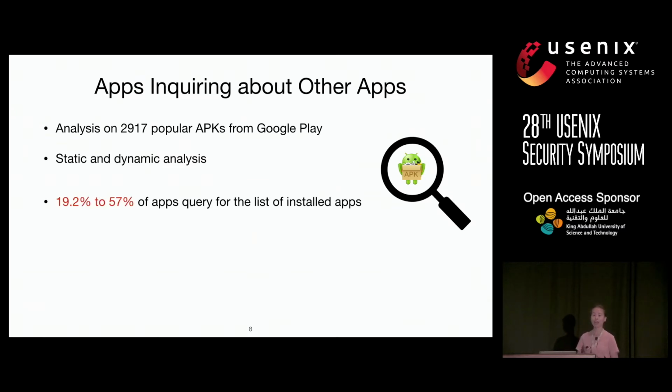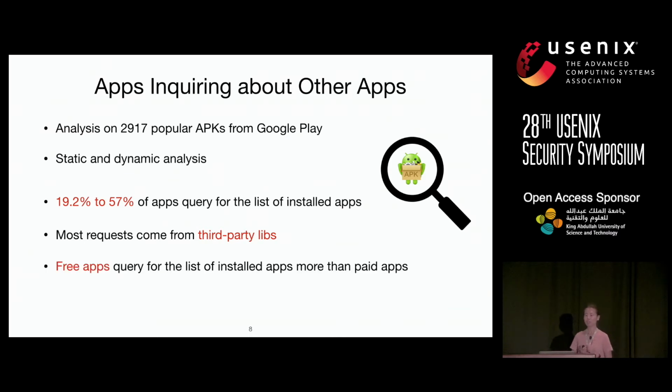Okay? So we found that 19.2% to 57% of apps query for the list of installed apps. And to put the number in perspective, given the fact that on average a user has 80 apps installed on the device, it's safe to assume that at least one app on the phone is trying to fingerprint other apps. We also found that most of the queries come from third-party libraries, and therefore the app developers perhaps might not be aware of this activity.